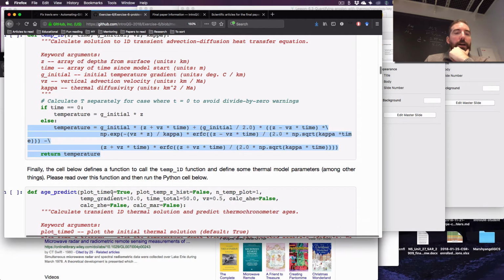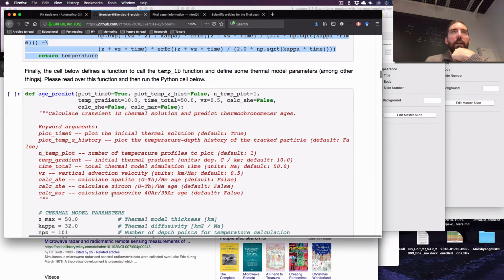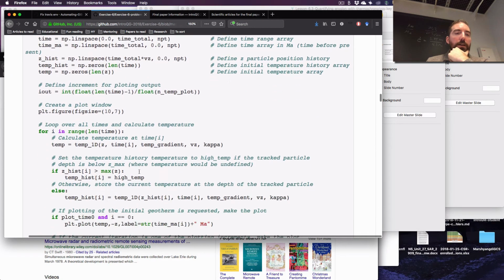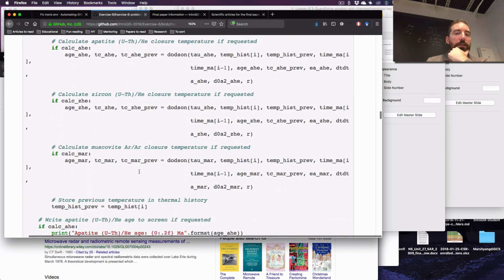And then there's the code that we're going to use, which is called age predict, and it's defined as a function, and it's pretty long. I think it's maybe a couple hundred lines long function.